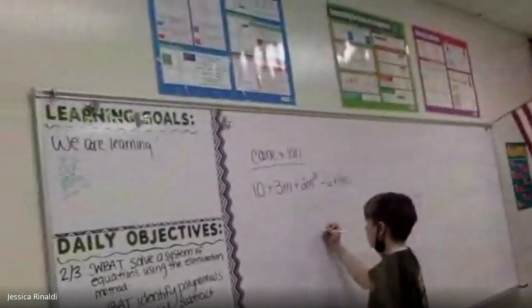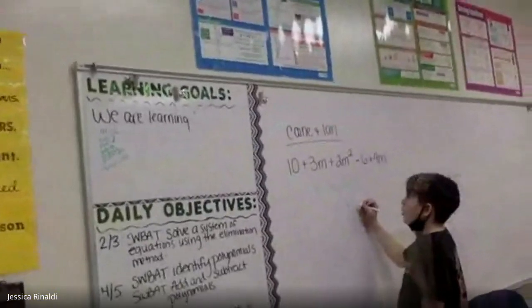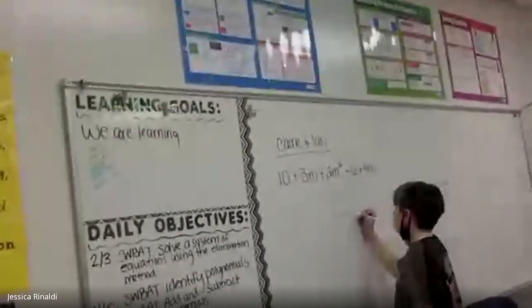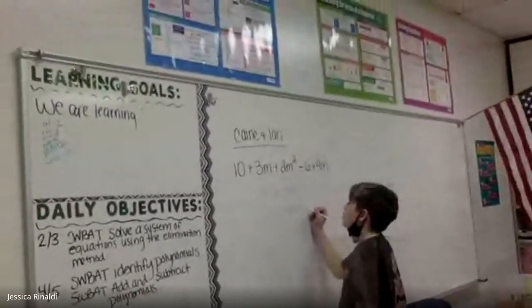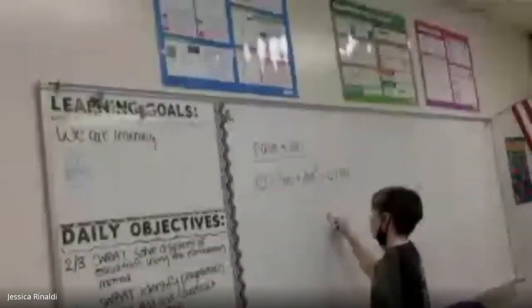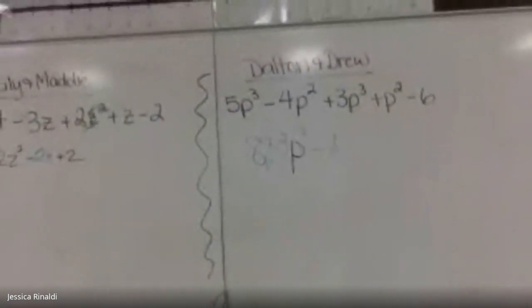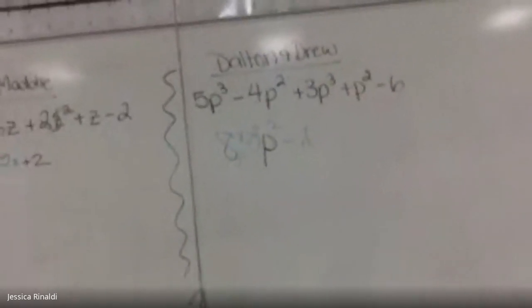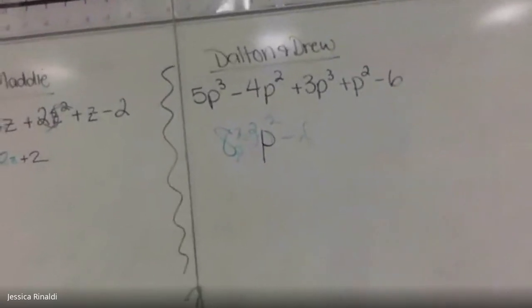2n squared, then what? And then? Is this right? No. Where'd you get the minus from? Is the 10 bigger or is the minus 6 bigger? Jeff, go ahead. Boys, did you finish yours? 5p to the third plus 3p to the third is 8p to the third. Minus 4p squared, minus 3p. Good. Better.